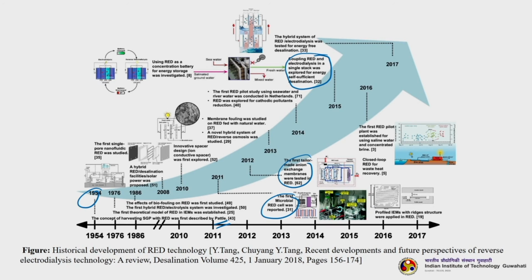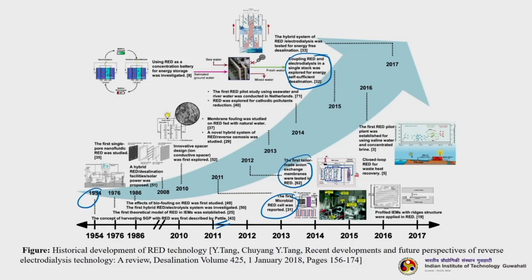That means the ED is doing desalination and the RED is producing energy. For desalination we need some energy, and that energy will be supplied by the RED. So, one ED system and one RED system are coupled together, so that the RED provides the energy that is required for the ED, so that it becomes a self-sufficient desalination plant. And very recently, a RED plant was established using saline concentrated brine.